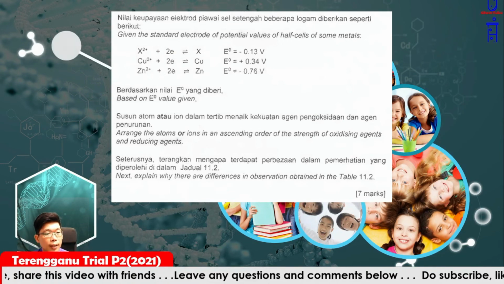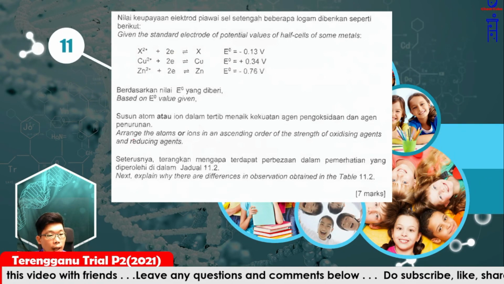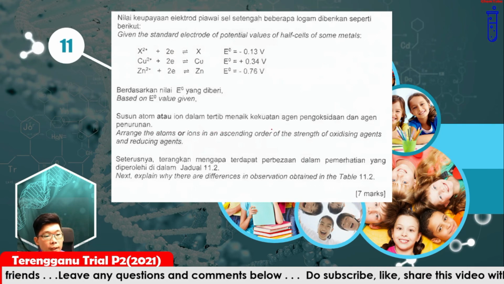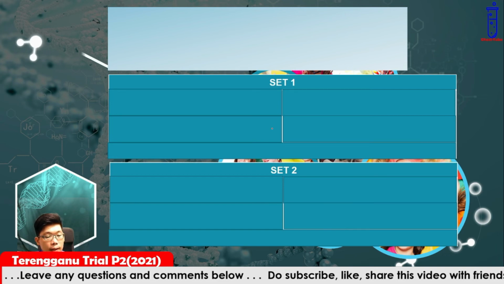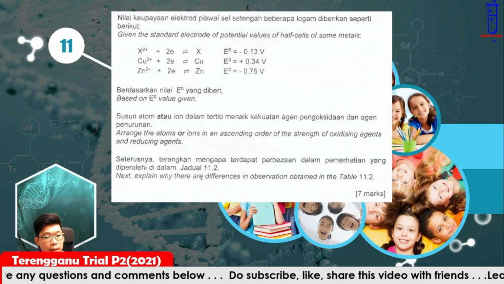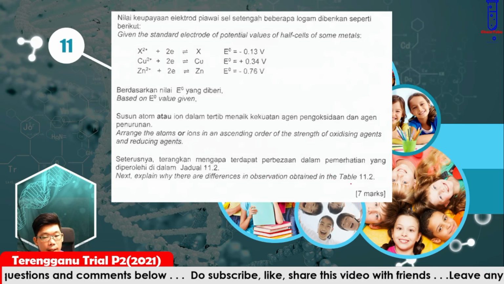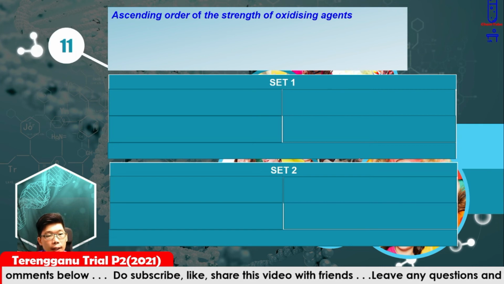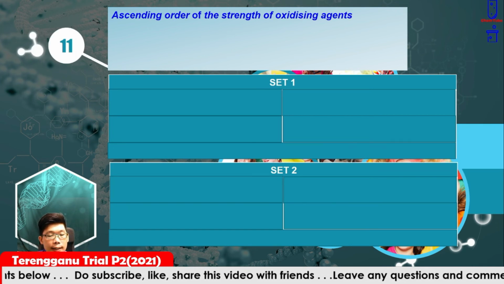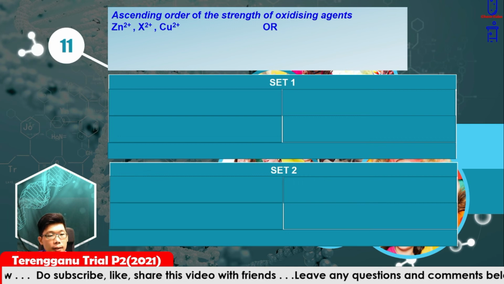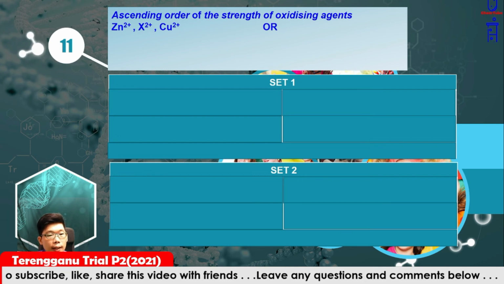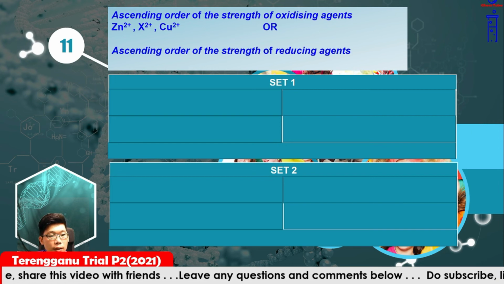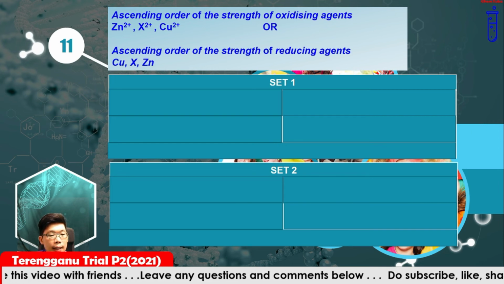Now based on the E0 value, arrange the atoms or ions in the ascending order. And then explain why there is a difference in observation obtained in the table. So first, the ascending order of the oxidizing agent will be Zn2+ ions, X2+ ions, and then the copper ions. Or the ascending order of the reducing agent will be copper, X, and zinc.